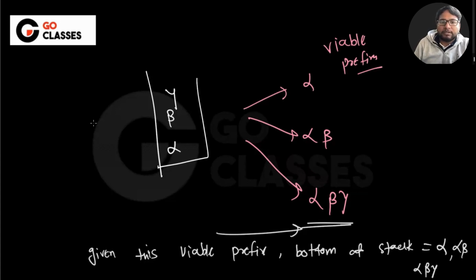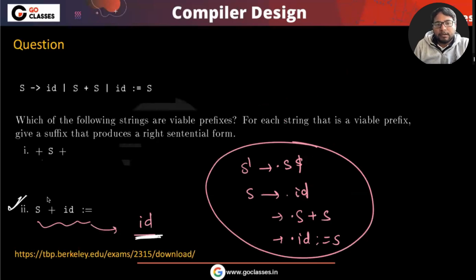So given this, can you tell me what is the bottom of the stack? Basically, if this is a viable prefix, then it must be like this, right? It must be like this. Maybe on top of that, there might be something else, right? So if some viable prefix is given, it means that the stack is starting with this.